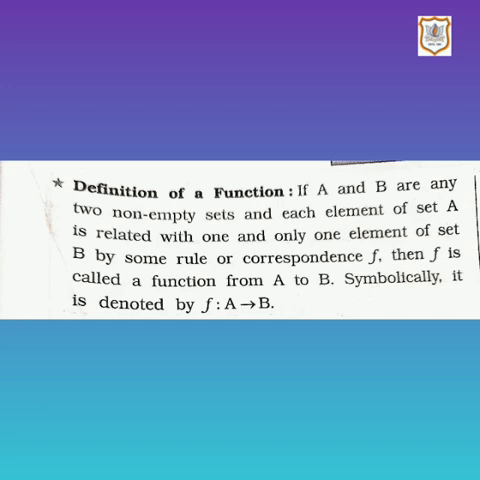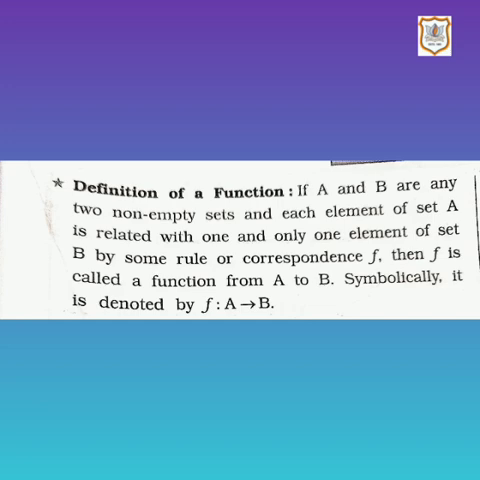Now, what is a set? There are two sets. Suppose A and B are two non-empty sets. A set is just a group or collection of things, and most of the time it's a collection of numbers, but it can also be other things like letters or names. So the elements of set A relate to the elements of set B either by a rule or any relation or any correspondence, and that is called a function from A to B. So that was the definition of a function.